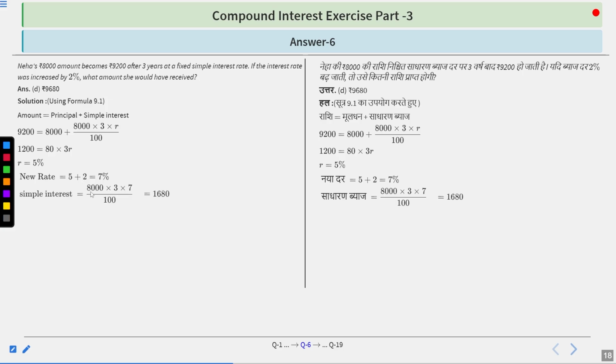Simple interest is 8,000 into 3 into 7 upon 100, because in the formula, in place of R that was 5 earlier, we now put the value of R as 7. So the new simple interest is 1,680. So the total amount that she is going to receive is principal plus interest, that is 8,000 plus 1,680, that is 9,680 rupees. So option D is the correct answer.